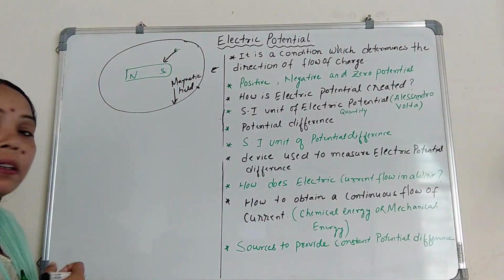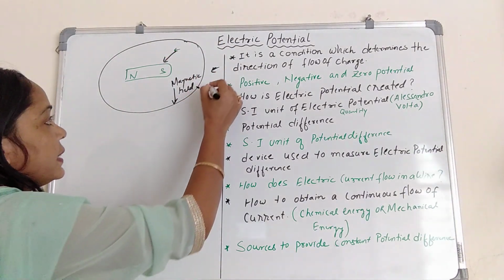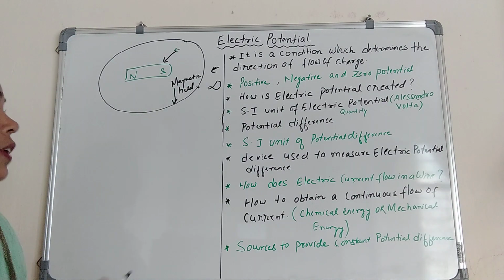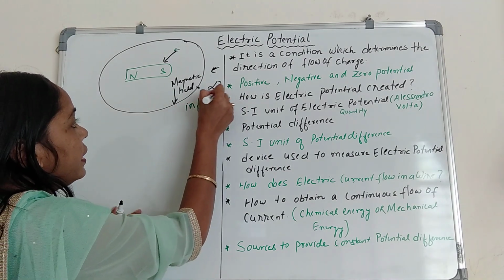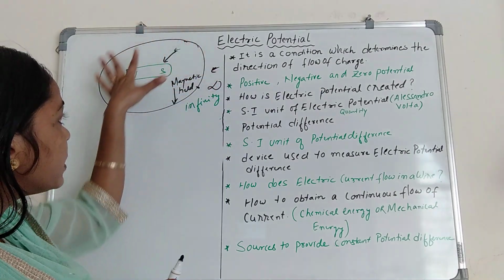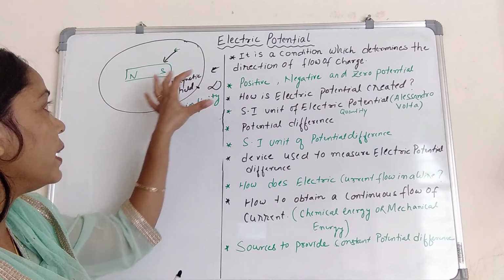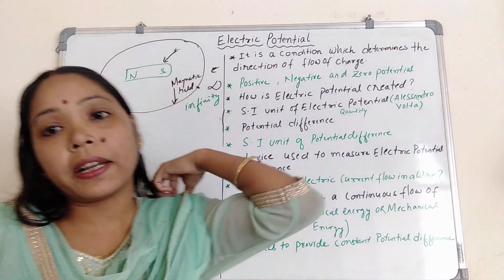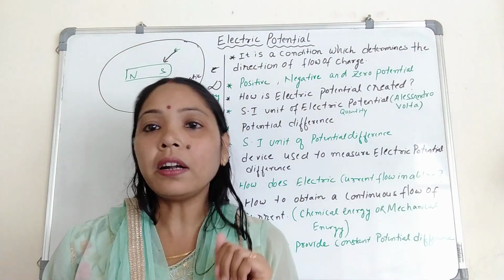So this is about the magnetic field. And beyond this field is called the infinity field. This is the symbol of infinity, or you can write it in words also: infinity field. Anything which is inside this magnetic field will be attracted. But if it is beyond the magnetic field, the magnetic substance won't be attracted or repelled.